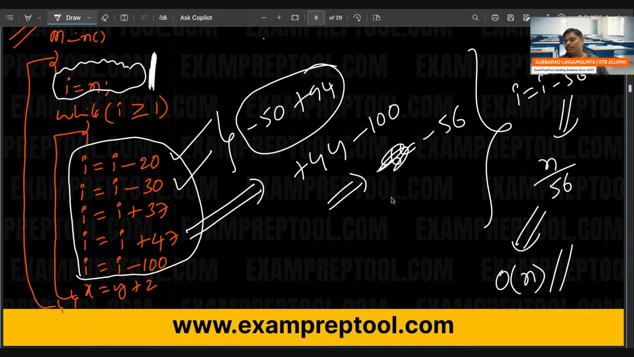It will become n by 56, it will become big O of n. I think you are absolutely correct. Sahil, you are correct. Sahil, it is n by 56, right? Ashok, is it 56 or 66? Add correctly, properly add yaar. What is this, Sahil? Ashok, is it 56 or 66?